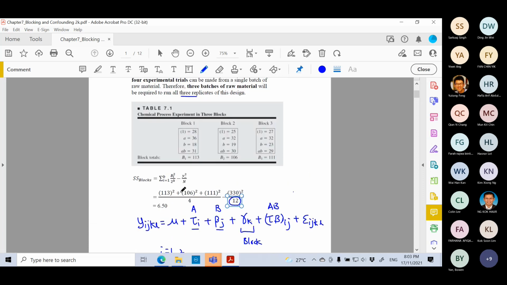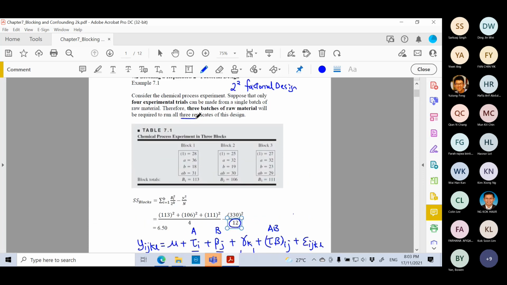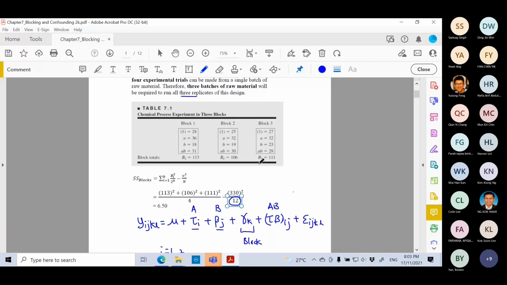In this question, they refer to 3 replicates because for the 1, they repeat for 3 times. Therefore, they consist of the 3 replicates here. For each raw material, they run in the block. So in fact, overall you only have altogether 12 treatment combinations, because your N refers to the observations you run. So they have 12 only.